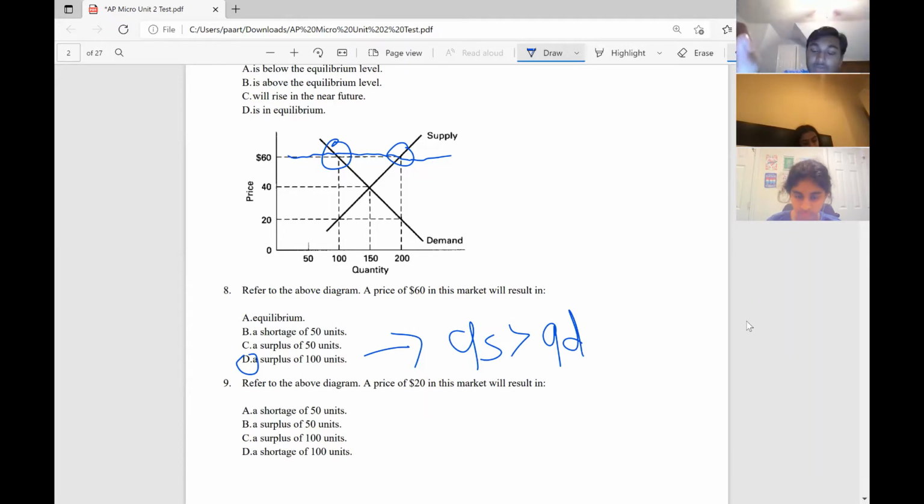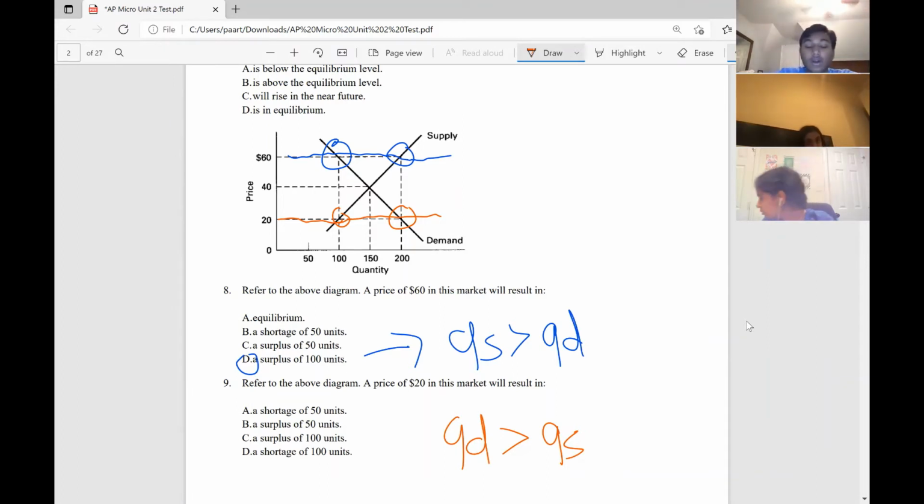So I'm going to change it to a different color so that you guys can see the difference. A price at $20 would be called a price ceiling. In this situation, there's a shortage because the quantity demanded exceeds the quantity supplied. That means people actually want more of what you have produced. So the answer would be a shortage of 100 units, right? Because 200 minus 100 is simply 100.